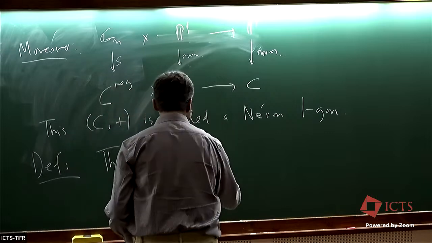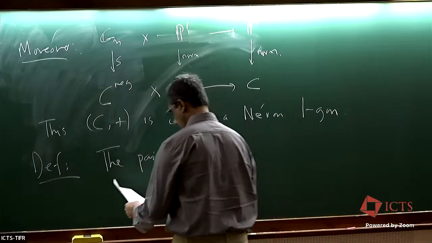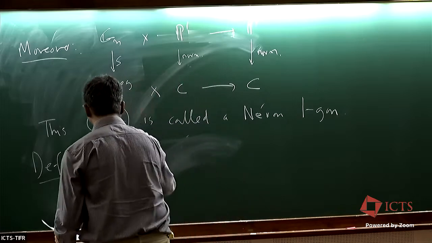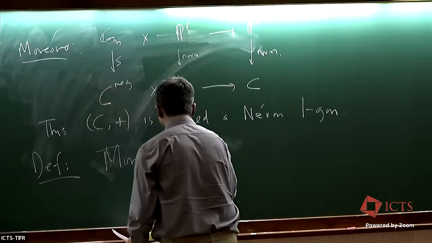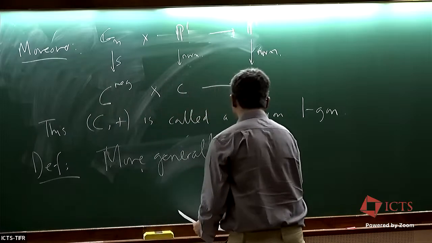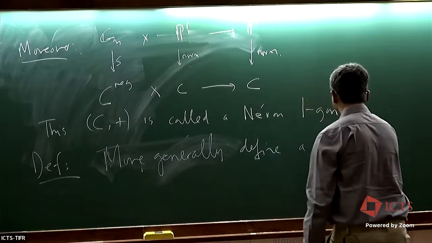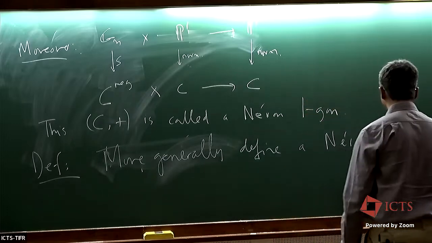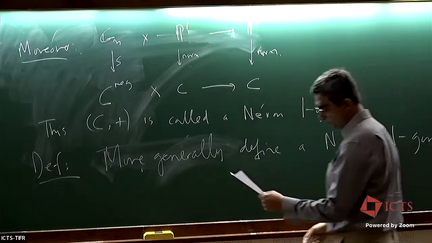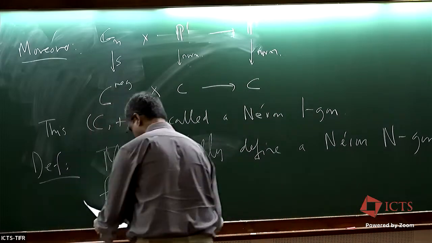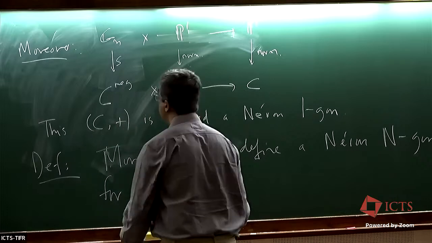The pair C, find the one-gon more generally. We find the Néron n-gon, for n greater than or equal to 1. But only over an algebraically closed field.